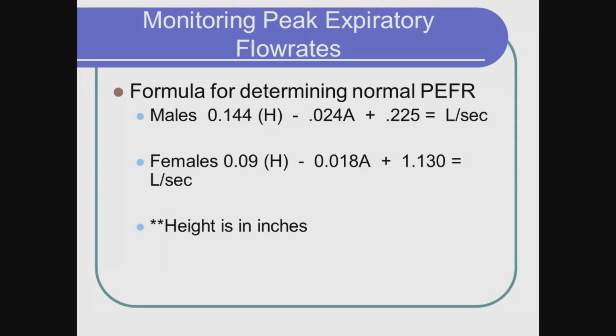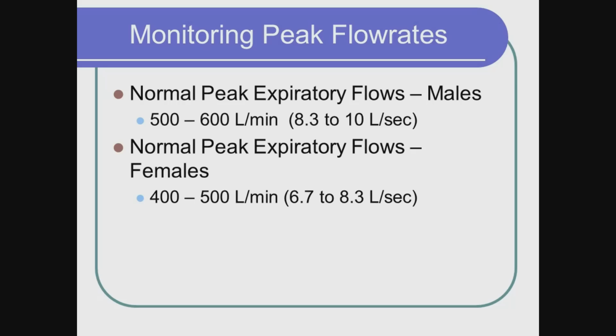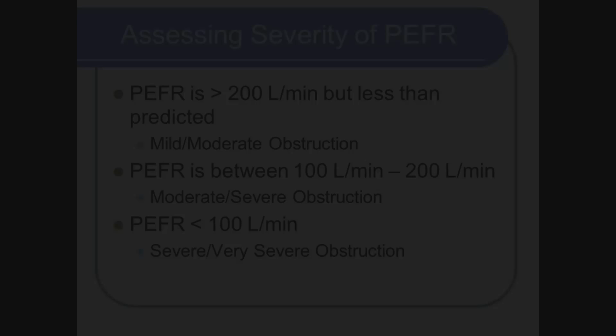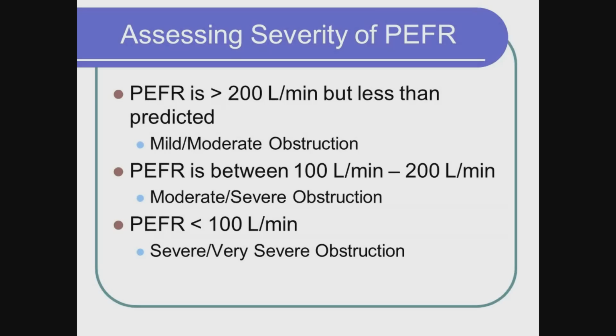If you want to be a geek, yes, there are equations that you can utilize. But we're not going to bother with that. Normally, males are somewhere around 500 to 600. Females are 400 to 500, but you don't really need to know the normal range because, simply put, you're going to go by their personal best. And when you get flows that are obviously down below 100, we're considering that to be a very bad point in time.